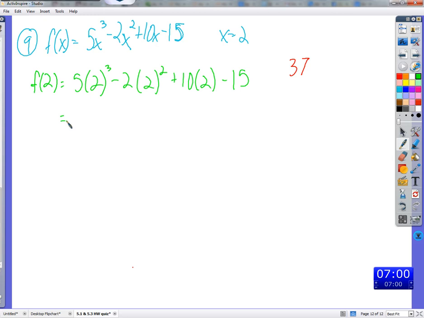I'm going to show you a common mistake right here. 10 to the third. Nope, wrong. Why is that wrong? Because you have to take 2 to the third, not 10 to the third. 2 is the number we're supposed to take to the third.